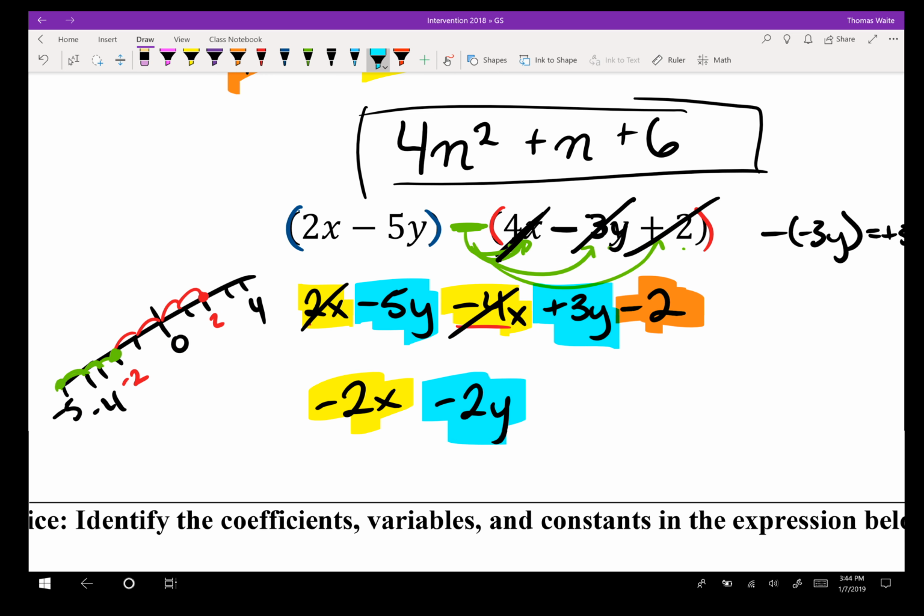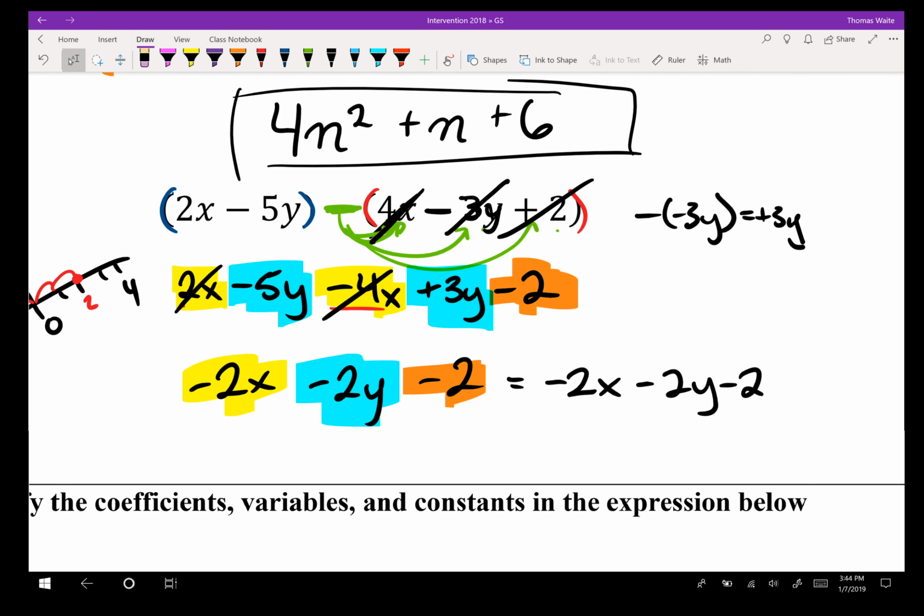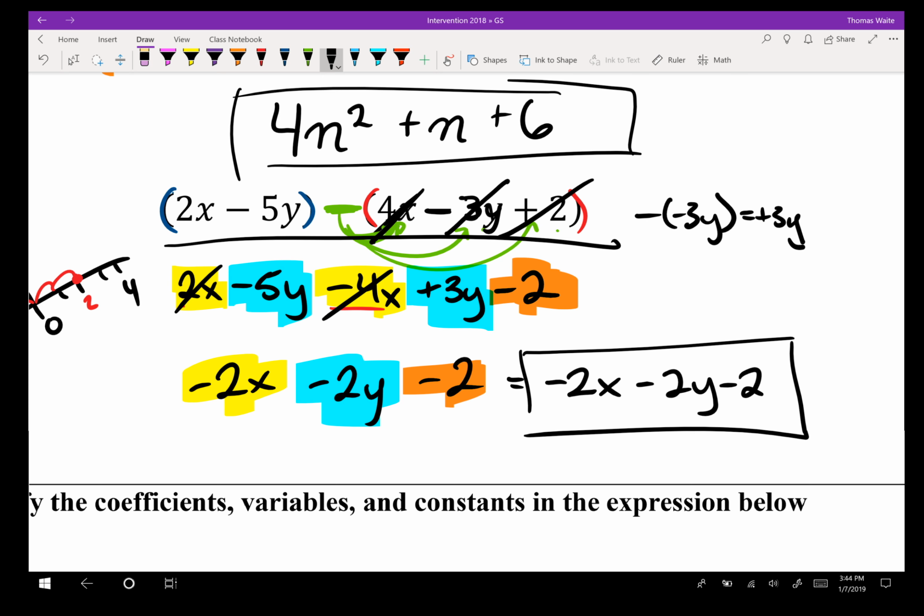And then the constant, there's nothing else to combine. There's no other constants. There's nothing else like it. So I'm just going to leave it, negative 2. Great. So negative 2x minus 2y minus 2. So we took originally this problem up here, which had groups and a minus and 5 terms, and condensed it, made it simpler to just have 3 terms, one of each type.